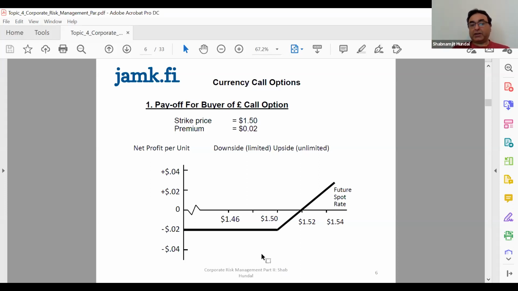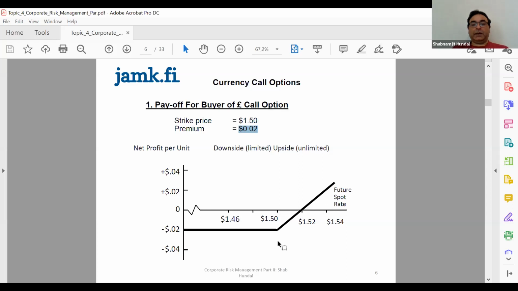But if you do not exercise the option, then it costs you 1.48 plus the 2 cents of premium, so it's 1.50 altogether. 1.50 altogether is less, 1.52 altogether is more. You choose not to exercise the option. You choose to buy from the market, but in hindsight, you feel that this 2 cents is a loss, which is equal to the premium.